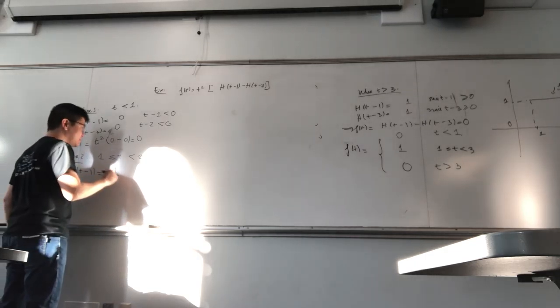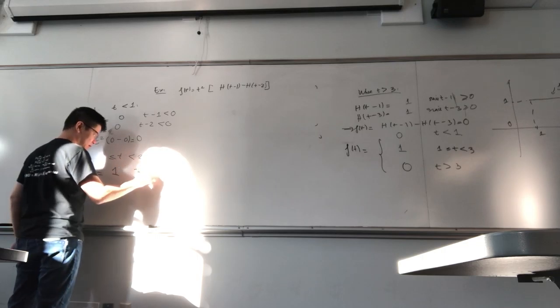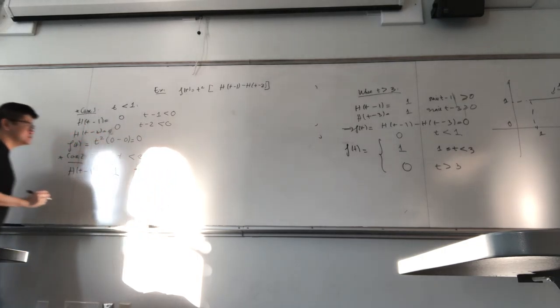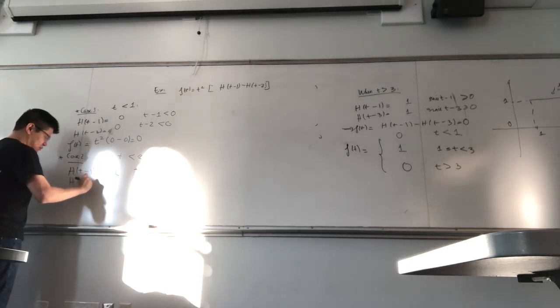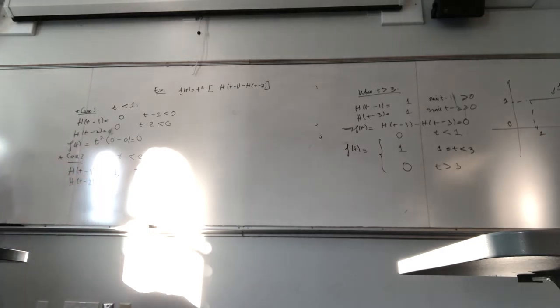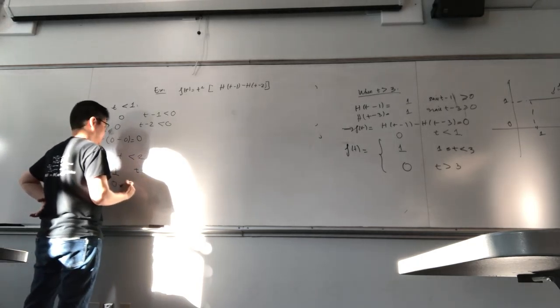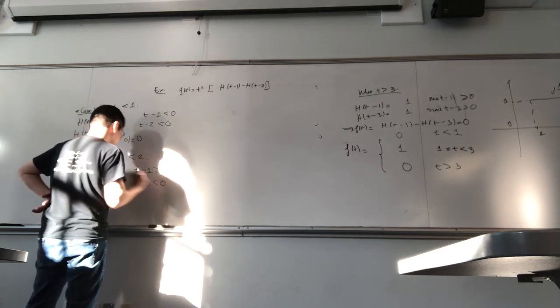So in this case, h of t minus 1 will be 1 because t minus 1 is bigger than or equal to 0. Now, what is the value of h of t minus 2? In this case, h of t minus 2 is 0 because t minus 2 is negative.